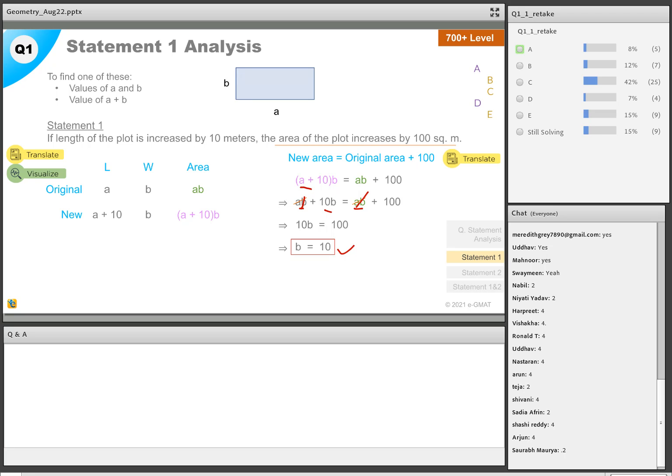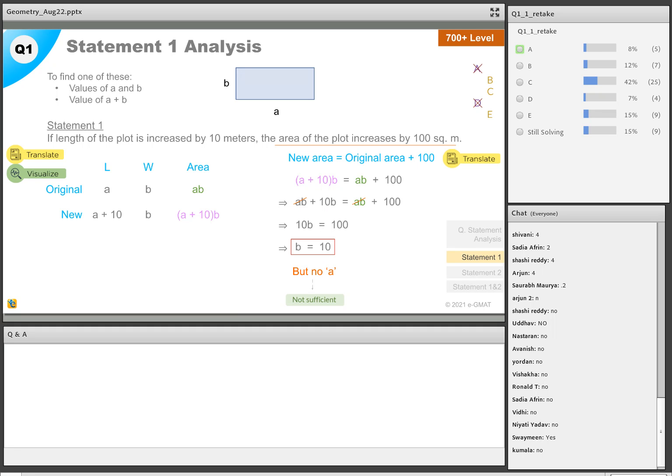Does this answer my question? Yes or no? In the chat pod, please. I had to get the value of A plus B, or the value of A and B, right? There's an and condition over here. I only have the value of B. I do not know the value of A plus B. I do not know the value of A. So I cannot get to the final answer. And since I cannot get to the final answer, the first statement is not a sufficient statement.